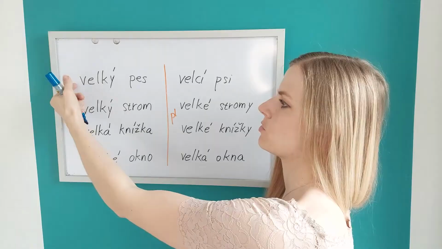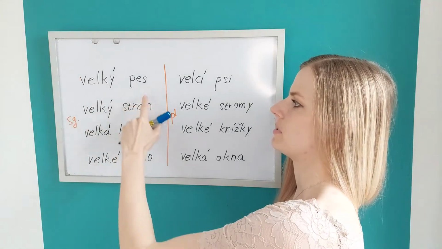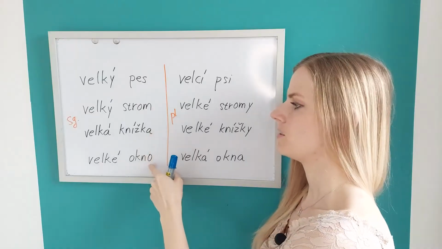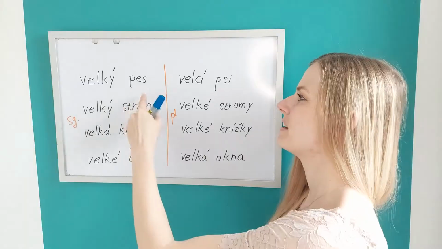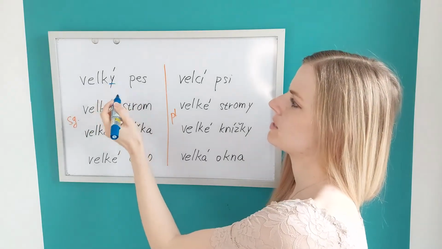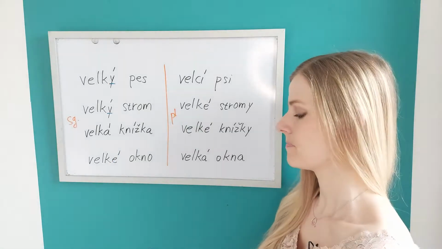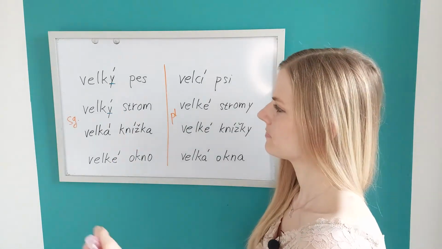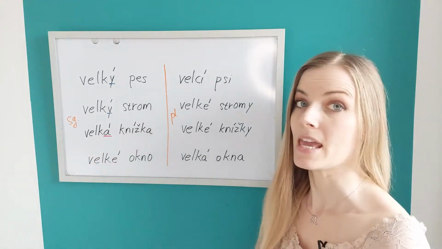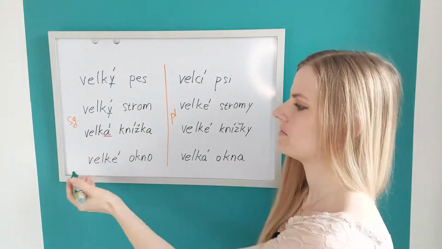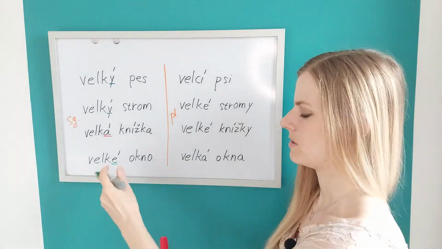As you can see, I'm also using 4 categories: masculine gender, animate, inanimate, feminine and neuter, singular forms and plural forms. Velký pes, a big dog. Velký strom, a big or large tree, ending with Y. Velká knížka, a big book, ending with A and čárka. Velké okno, a large window, ending with an E.